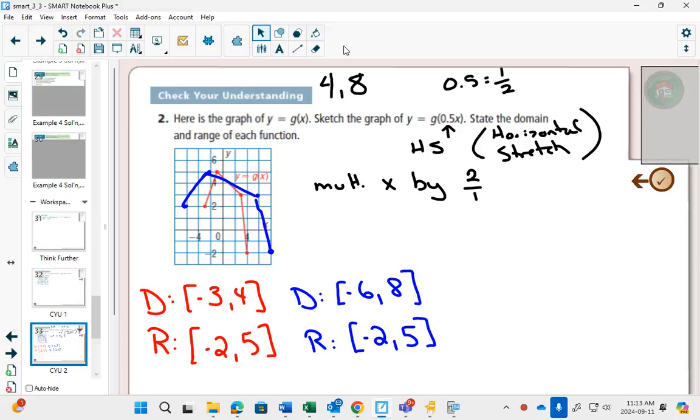So I took each x point. This one's at -3, I made it -6. This one was at -1, I made it -2. This one, which was at 3, I multiplied by 2, I got 6. And this one where the x value is 4, I multiplied by 2, and I got 8.